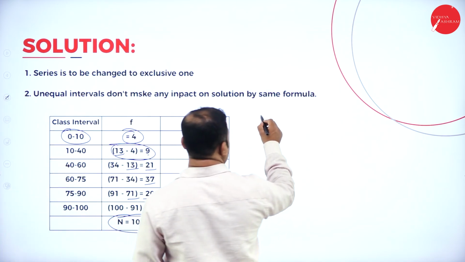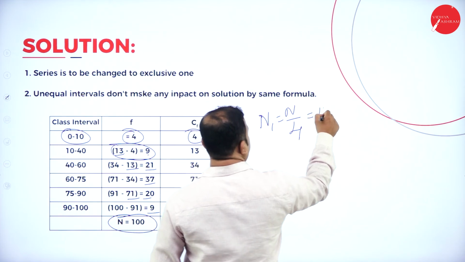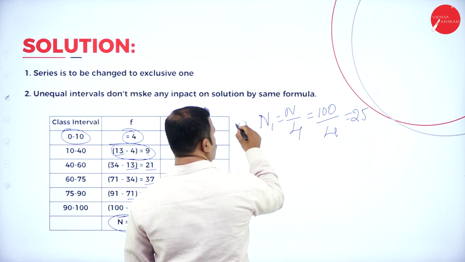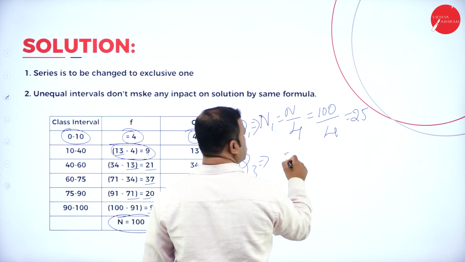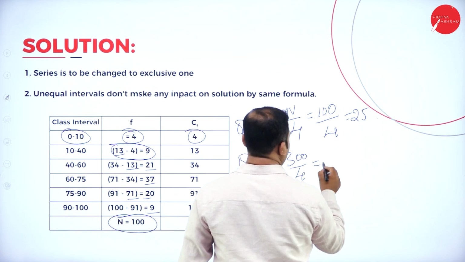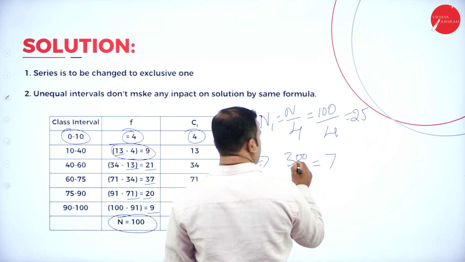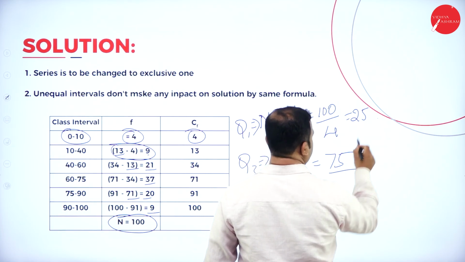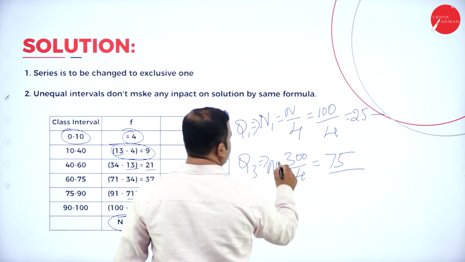Now we have to find out the value of n1. n1 is equal to n by 4, that is 100 by 4, which is equal to 25. That is for Q1. For Q3, we have to consider 3n by 4. That is 3 into 100, which is 300 by 4, which is equal to 75. Between 25 and 75 are the values to be considered for n1.